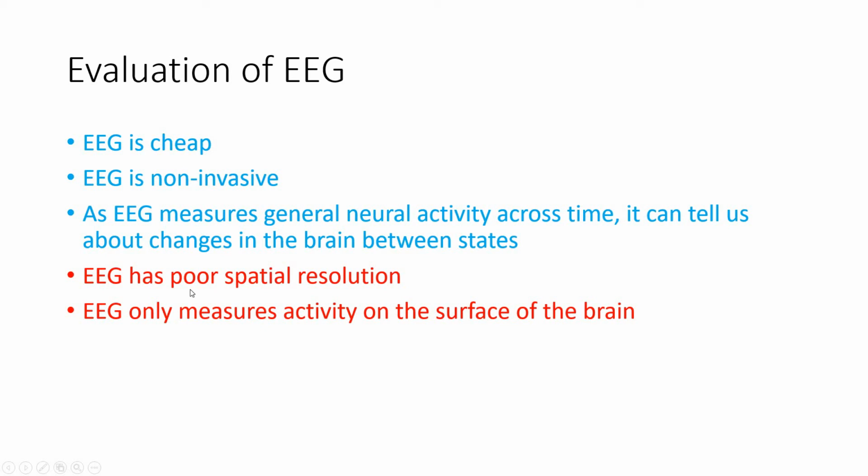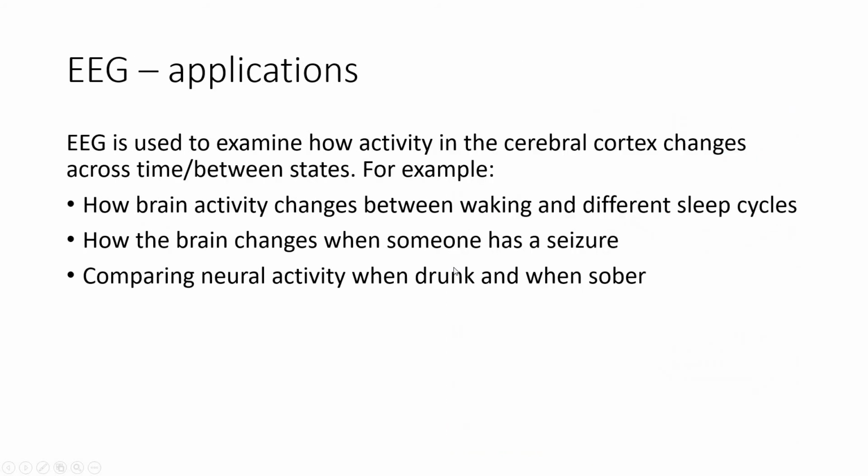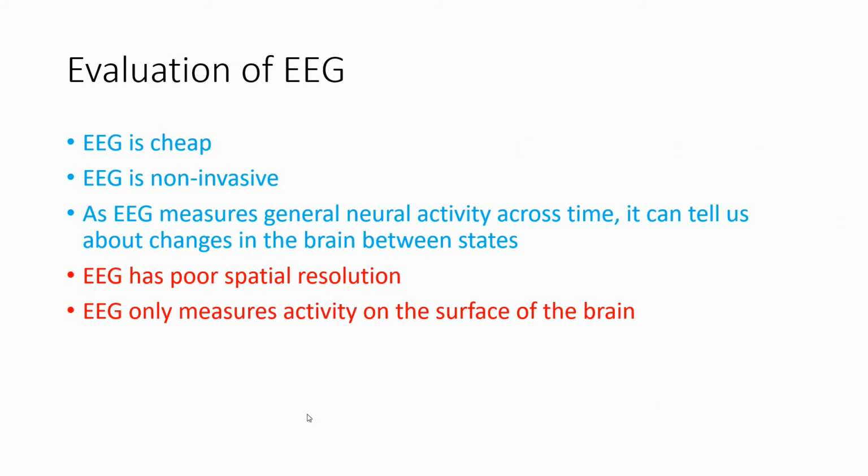However, it has relatively poor spatial resolution because, as you look back, it can only tell us about activity in just this part here, which is not a very specific brain area, compared to incredibly small neurons. The major flaw, however, is that it only measures activity on the surface of the brain. It can't measure those deep brain structures like the amygdala or any other parts of the limbic system like the hypothalamus, just the cerebral cortex.